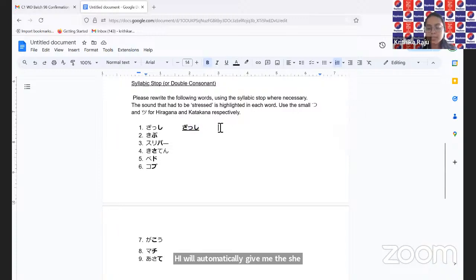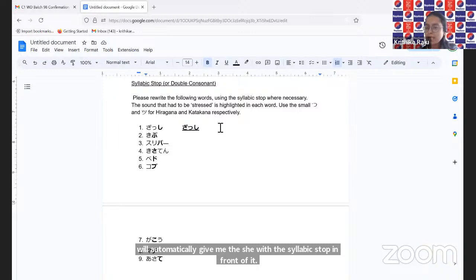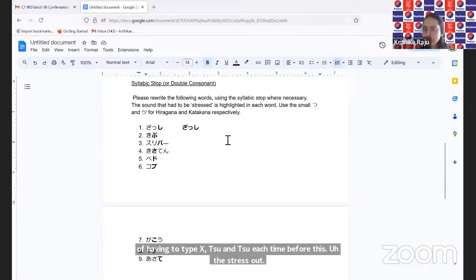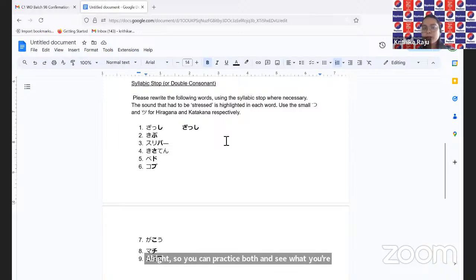I personally find that when you start typing sentences, this is easier, instead of having to type X, TSU each time before the stress sound. All right, so you can practice both and see what you're comfortable with. You can go with whatever you're finding easy.